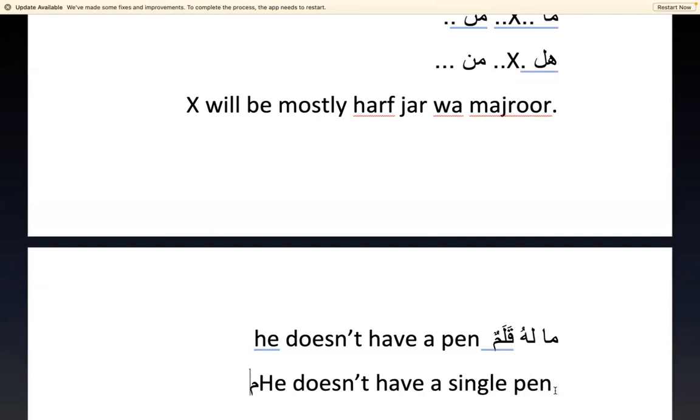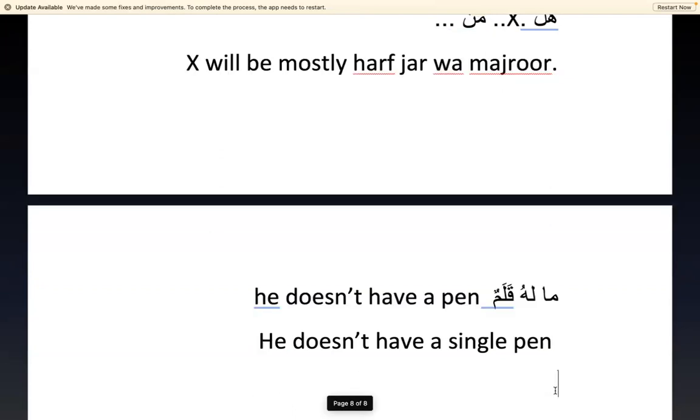So how do you do it? You will say ma lahu, now you will put min zaida, extra min. Qalamun will become qalamin. So the min will come with what? It will come with the mubtada. So, ma lahu min qalamin. He does not have a single pen.